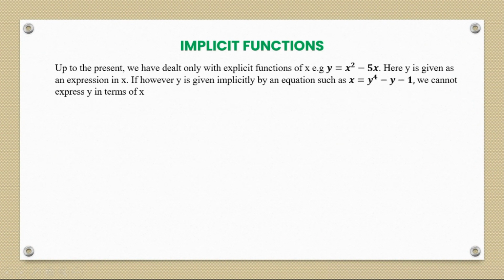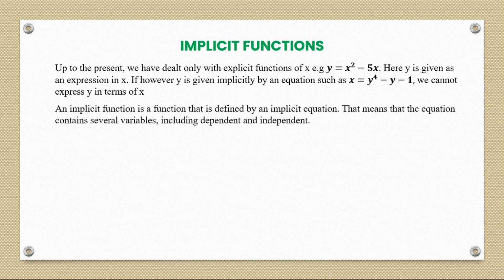Alright, so next we're going to be dealing with implicit functions. Up to the present we have dealt only with explicit functions of x. For example, we've looked at examples like y is equal to x squared minus 5x. So here y is given as an expression in x. If however y is given implicitly by an equation such as x is equal to y to the power 4 minus y minus 1, we cannot express y in terms of x. So we've not seen such kinds of examples yet. In these cases, things are different.